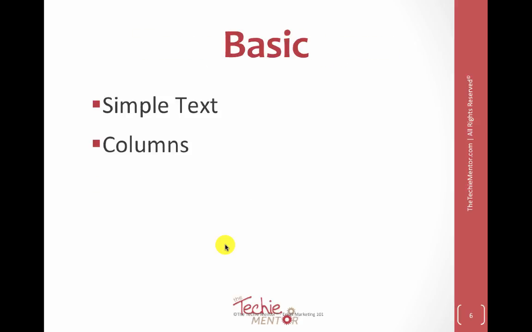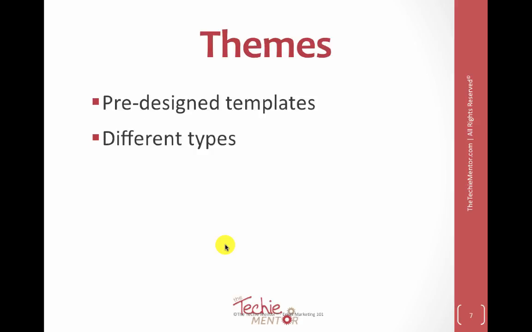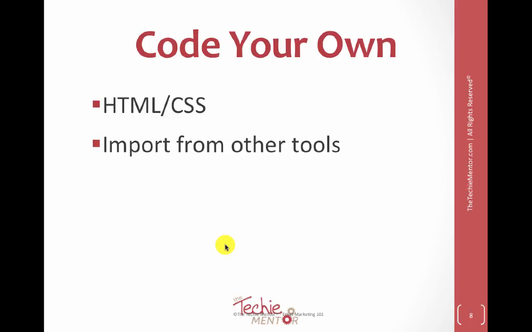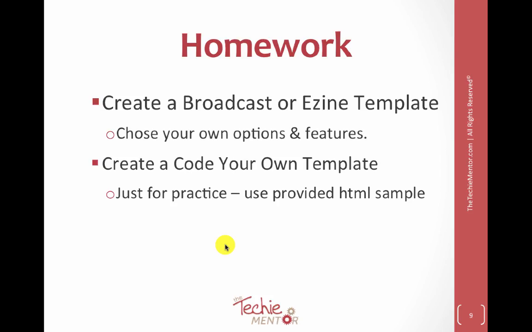Okay, we went through basics: simple text, columns. Themes: pre-designed templates, different types for events and webinars. You might find something there that is a little more flashy than a basic template. And then again, coding your own, you need to be strong in HTML and CSS. And this is usually used when they're pulling their template, their ezine template, their broadcast template from another tool, or it's been created from scratch. Easiest thing to do is either copy paste or import it, as I did.